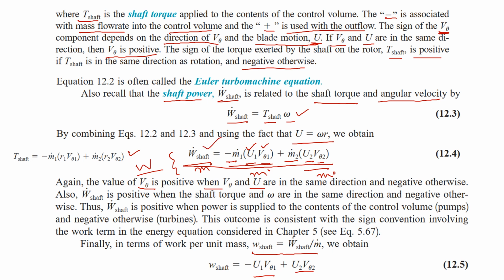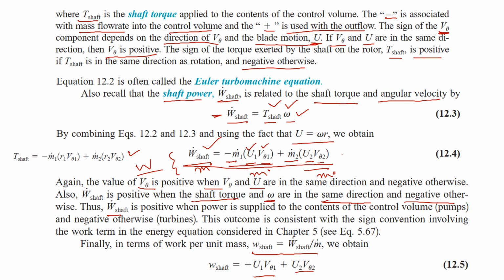Also, we can now say that the power is positive when the shaft torque and the angular velocity are in the same direction. So if T and omega are in the same direction, then the power will be positive, and if not, then the shaft power will be negative. Thus, shaft power is positive when power is supplied to the contents of the control volume. We are again adding to our initial statement that when we are doing work on the system, that is our fluid, then it is the scenario of the pump.